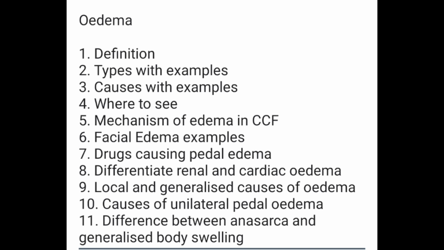What is the mechanism of edema in congestive heart failure? What happens in congestive heart failure? The heart is not able to pump an adequate amount of blood, so the renal blood flow is diminished. This diminished renal blood flow will cause the RAS system to activate. This will cause release of aldosterone, that is secondary hyperaldosteronism, which will cause edema.